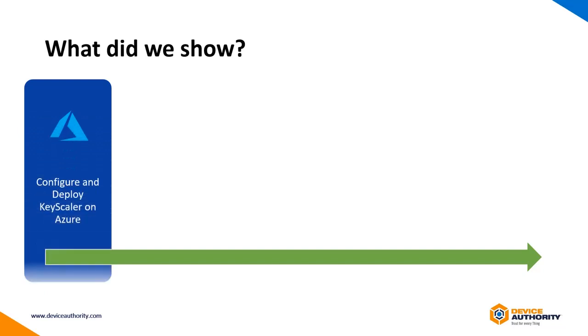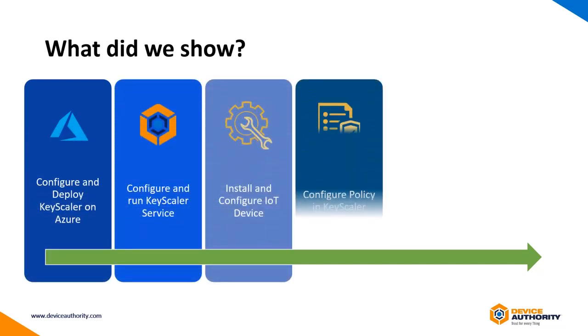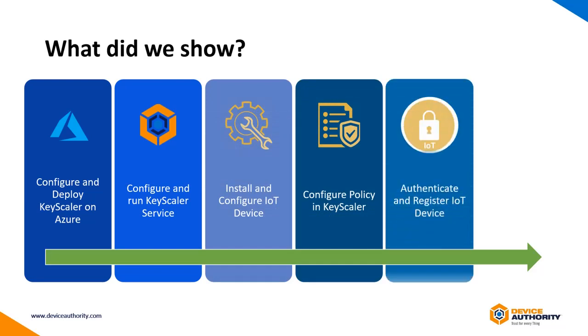In summary, we have shown, starting with Azure Marketplace, how we can secure an IoT device with Device Authority Keyscaler in 6 simple steps.